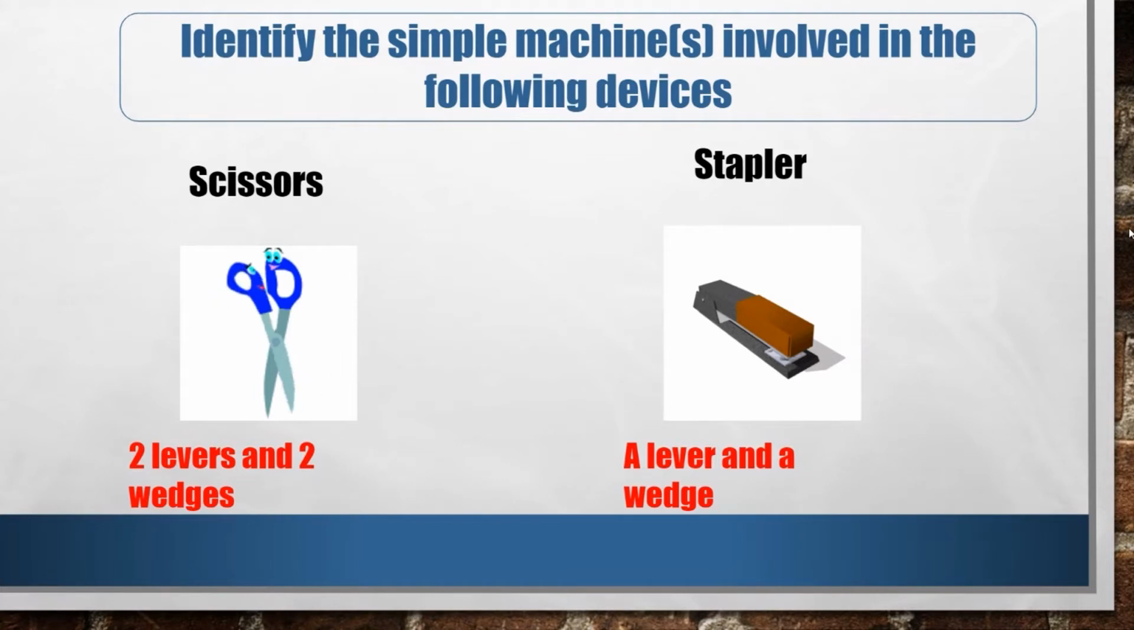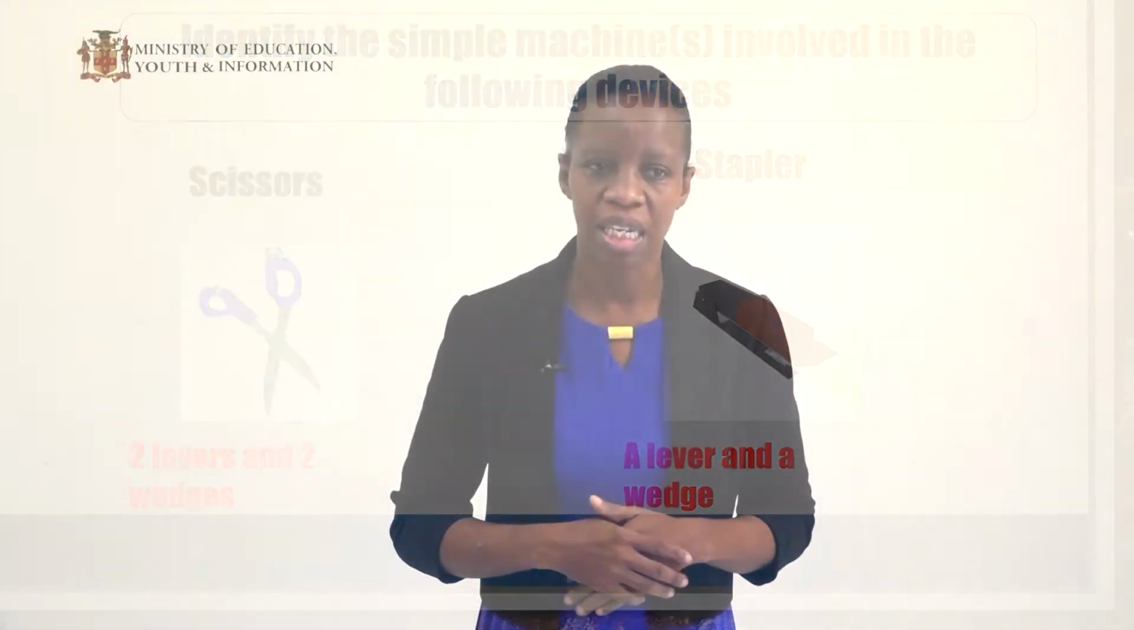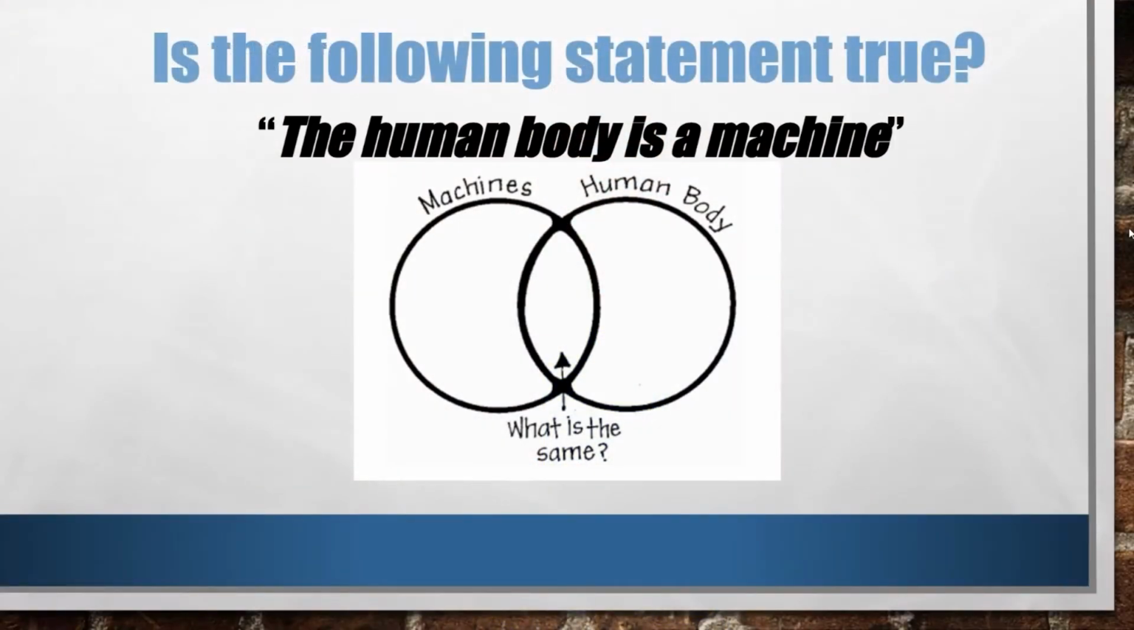So in our definition then, a complex machine is made up of two or more simple machines that work together. Great. All right. So we're going to give you a statement. This is the statement that we're given: the human body is a machine. Do you think that statement is true? All right. So we're going to work out if that statement is true.